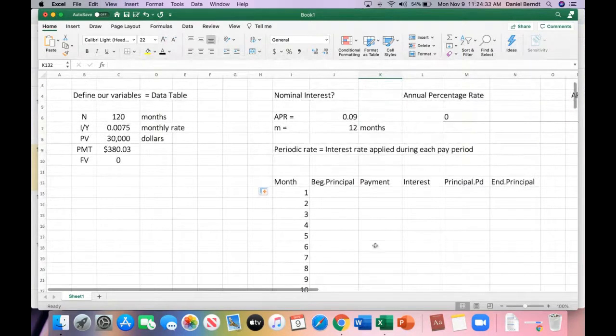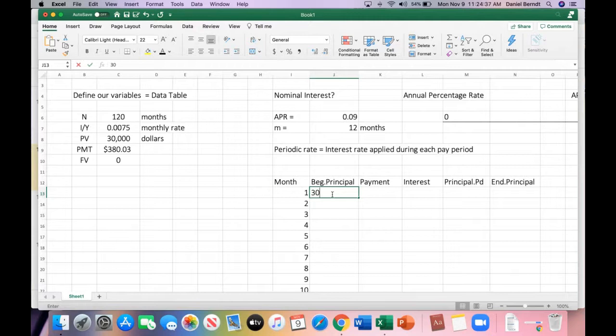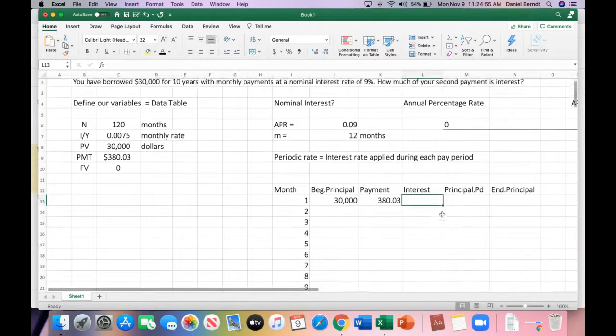Okay. And then I know what my beginning balance is, right? My beginning balance is the $30,000 that I took out. And I also know my payment. My payment is $380.03 because I just calculated that. And then my interest, this is where it gets a little tricky.